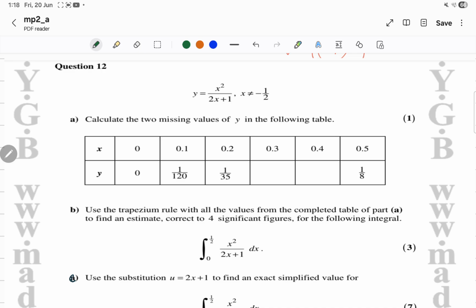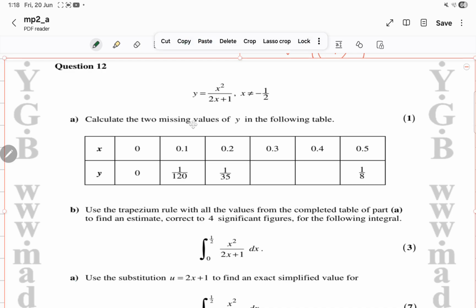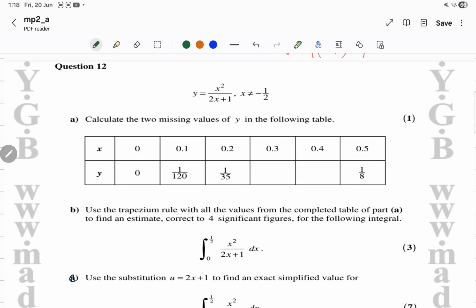Okay, the next question is, calculate the two missing values of y in the following table. So you can see against the values of x, 0.3 and 0.4, we have to work out the value of y. So y is a function which is x squared over 2x. So we just need to replace our x with 0.3 to get the value of y over here.